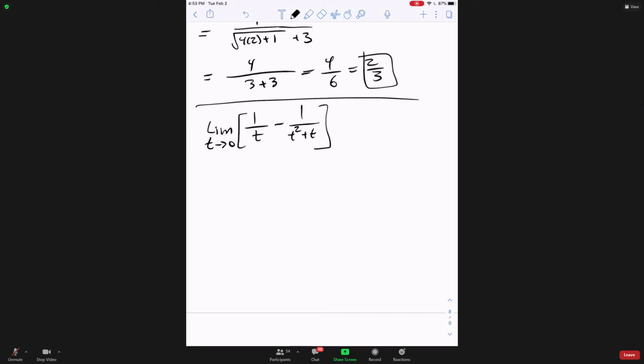So in this case, when you have multiple fractions, I'll give you the tip: combine it into one fraction. So what I would first do here is write limit as t approaches 0 of 1 over t minus, well, factor out a t here, so t plus 1. If you remember from your algebra, what's the least common denominator here? t times t plus 1.